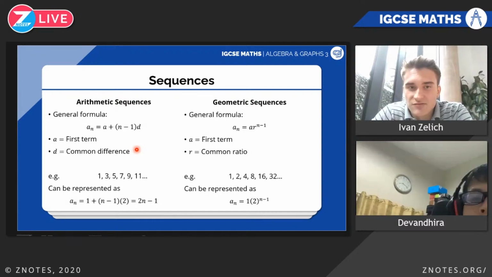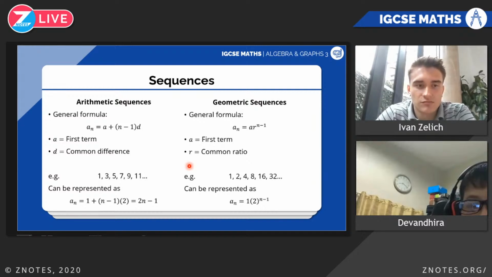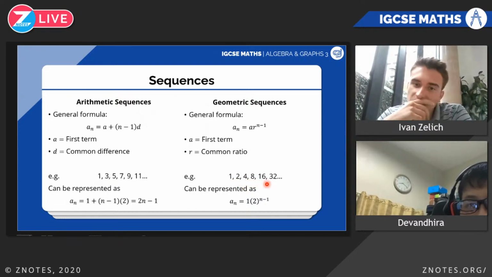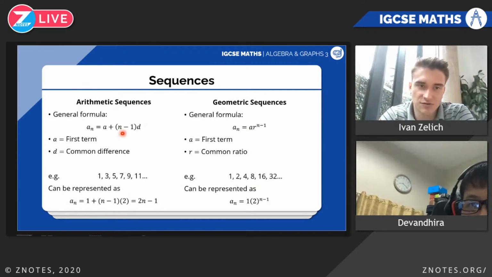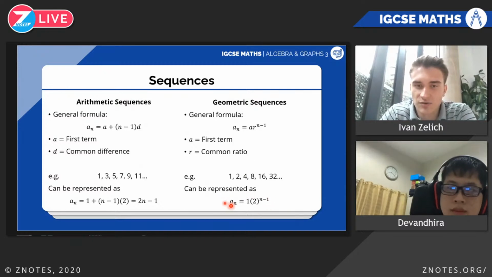Okay, and we also have geometric sequences. These are similar, but they multiply by a common number. So here we have 1, 2, 4, 8, 16. These multiply by 2. The first term is 1, which is your a, and the common ratio is r. Similar to the arithmetic sequence, to find the nth term, you just go a times r to the n minus 1. Instead of adding, you're multiplying, and that's why you get a power instead of a multiplication there. So this is the general term we can figure out from there.